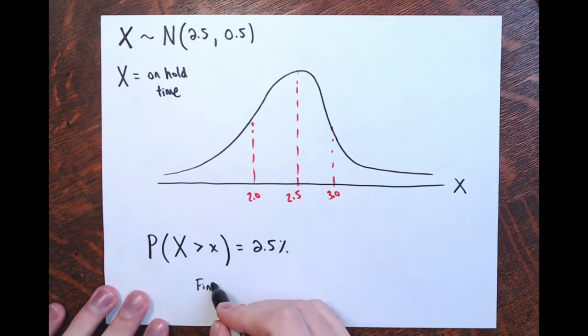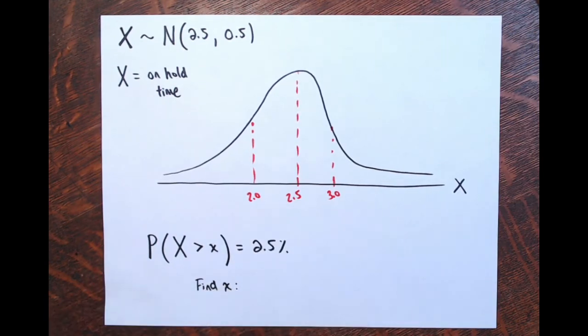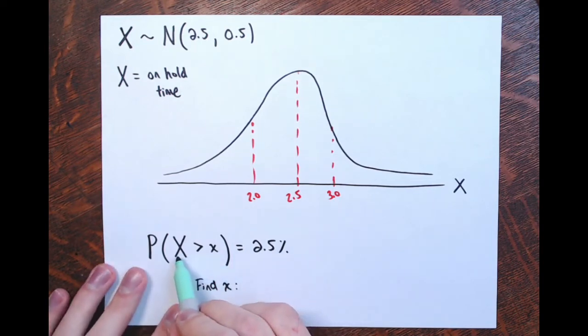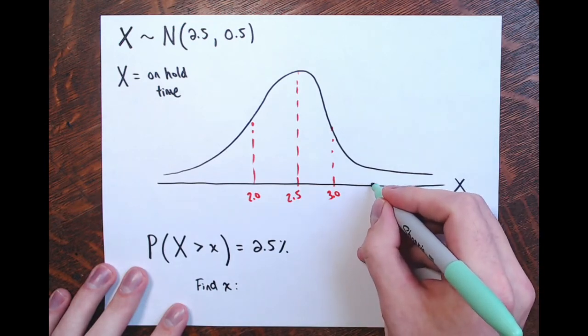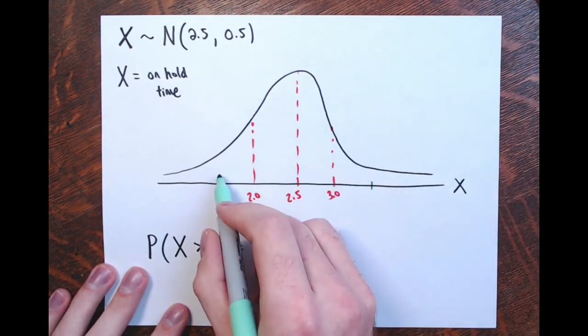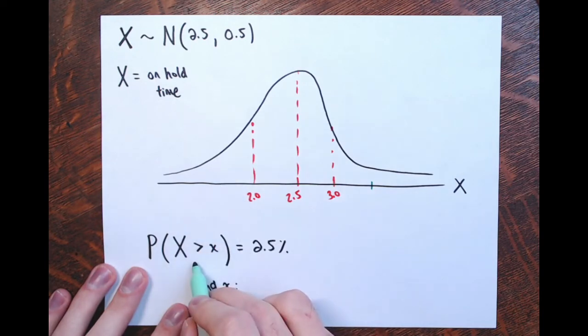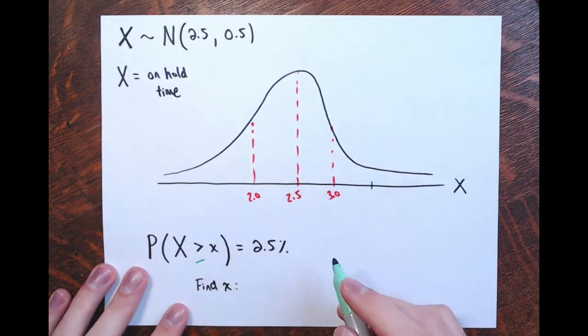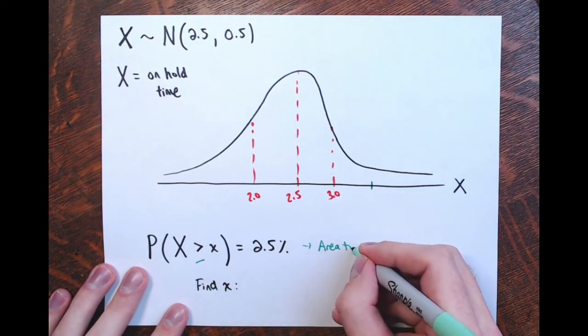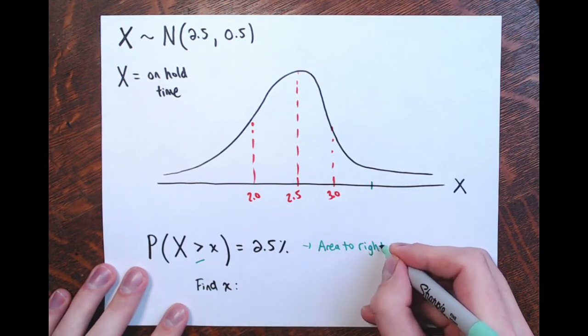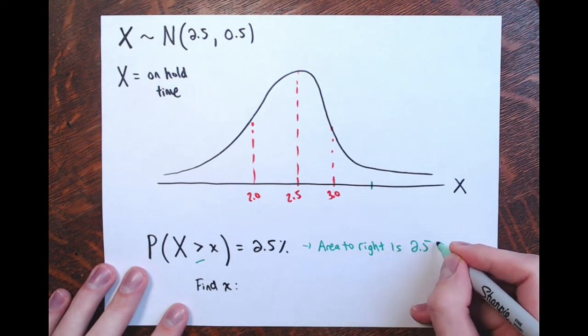Find little x is what we're asked to do. So let me draw that. Little x: the probability that big X is bigger than little x, that they're on hold for longer than x minutes, is 2.5%. So that'd be over here, because it's a greater than, so we're talking about area to the right. Area to the right is 2.5%.